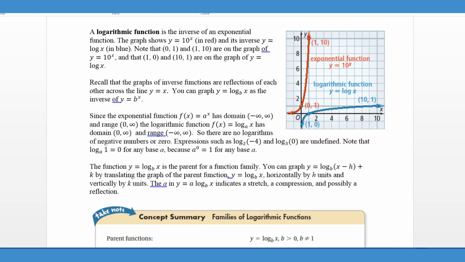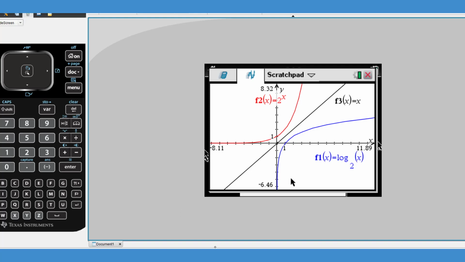I've also done another one on the calculator here. So we have 2 to the x, and then we have log base 2 of x, and you can see they both have the exact same base there. And then I went ahead and did y equals x so you could see the diagonal.